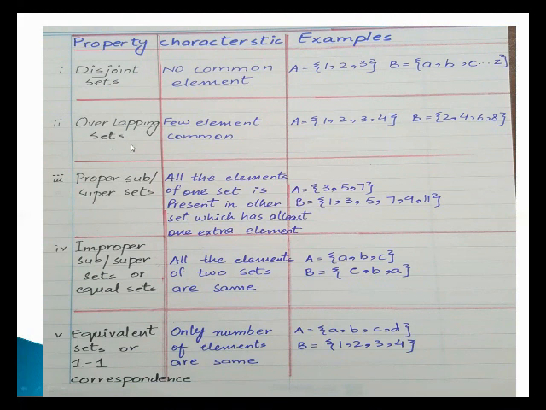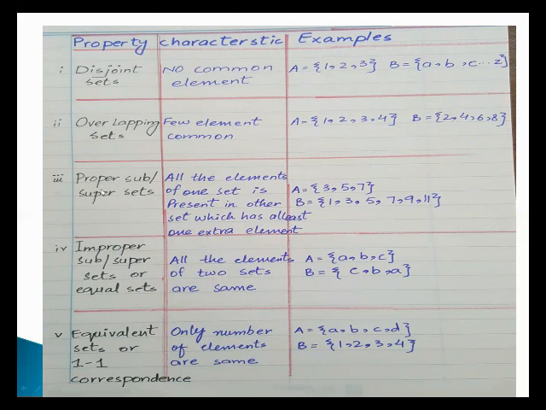Then overlapping sets means few elements are common. According to characteristic, we can identify them when we compare the two sets and observe that a few elements are common in the sets. So we say we have overlapping sets. Sets A and B are given in the example. Set A has 1, 2, 3, 4, and B has 2, 4, 6, 8. We observe that 2 and 4 are common in both, whereas 1 and 3 are uncommon elements of A, and 6 and 8 are uncommon elements of B. So 2 and 4 are common and a few are uncommon in both. So we say they are an example of overlapping sets.